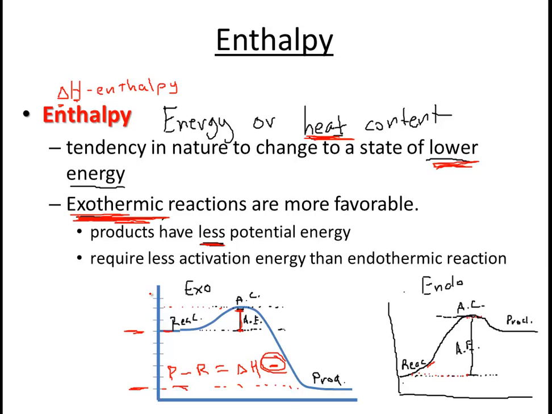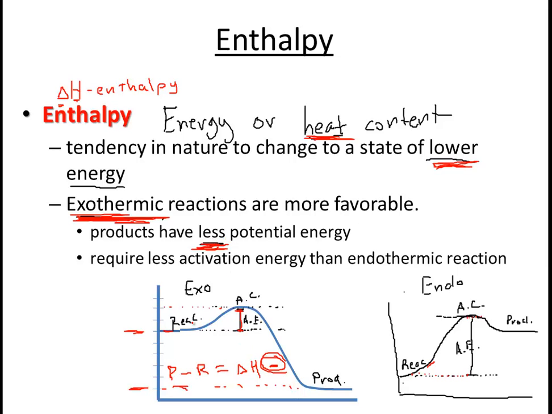So, going home after a long day of work, it's nice to sit on the couch and have less energy compared to being really productive and spending a lot of energy working out, even though that's what we should be doing. But it takes more work to do that. It's against our tendency to go to a state of lower energy. Now, that might be a bad analogy, but when we have reactions where the products have less potential energy, those are the reactions that are more favorable.